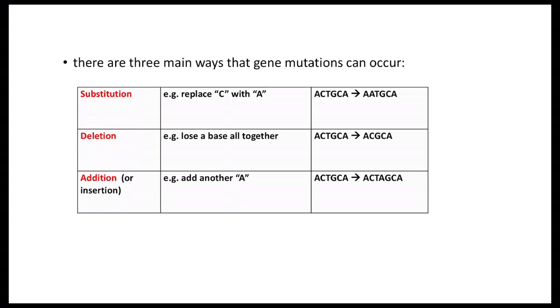The first one we call substitution. So for example, in the string of DNA bases, so A, C, T, G, C, A, if this C here is changed to an A, then this could result in an entirely different amino acid sequence, therefore changing the protein, etc.